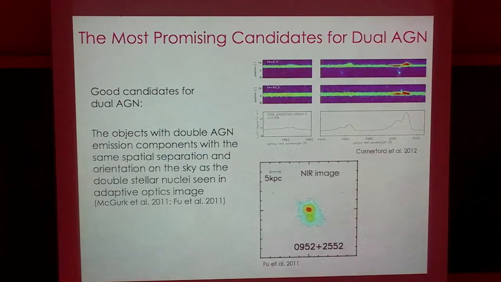Now, there have been several groups doing follow-up adaptive optics imaging of the host galaxies of the double-peaked AGN. And they're finding in some of the cases you can see two stellar cores in the host galaxy. And in some of these, we're finding that the two emission components we see in the long slit spectra spatially coincide with the location of the two cores. So here's a galaxy with a double-peaked profile, two stellar cores, each with AGN emission coming from the center. So this is a very strong candidate for a dual AGN.